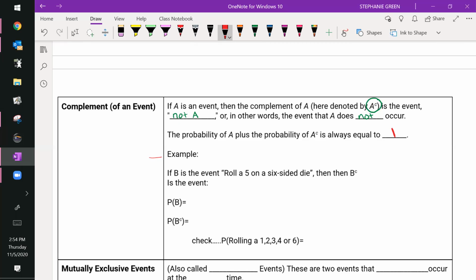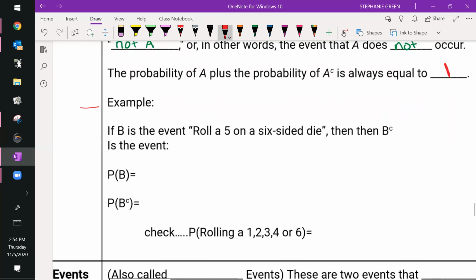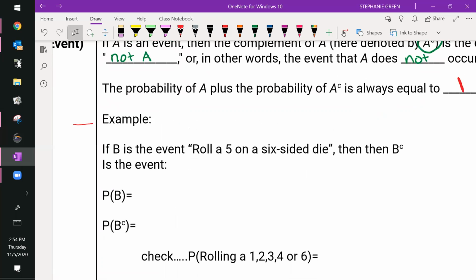So if I add the probability of an event happening to the probability of it not happening, then I have all the chances. So here's an example now. If B is the event, roll a 5 on a 6-sided die, then the complement of B, BC, is the event: don't roll a 5 on a 6-sided die. Well, what would that mean? If I rolled a 6-sided die and I didn't get a 5, what did I get? Well, I got either a 1, a 2, a 3, a 4, or a 6.